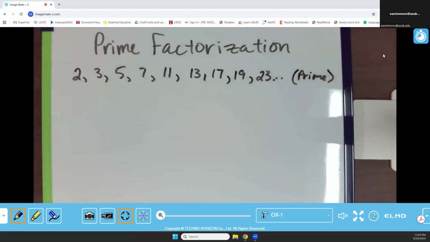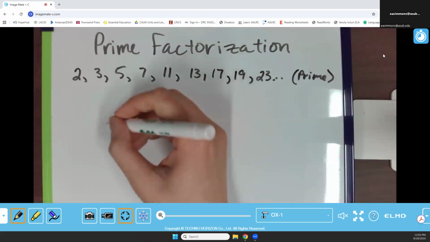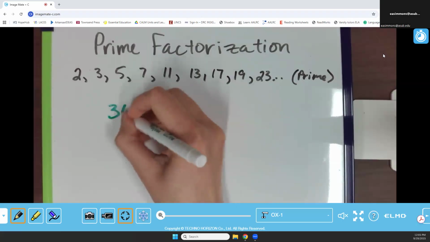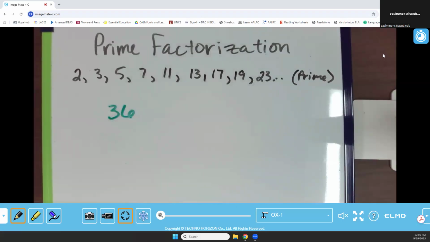And then factors were numbers that could divide out of whatever number we're comparing, or the numbers that multiply to get the number we're looking at. So when we look at prime factorization, we're looking for the prime numbers that can multiply to get us whatever number we're working with. We had 36, for example, and we want to prime factor it.